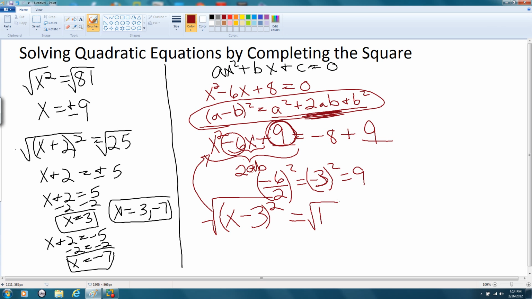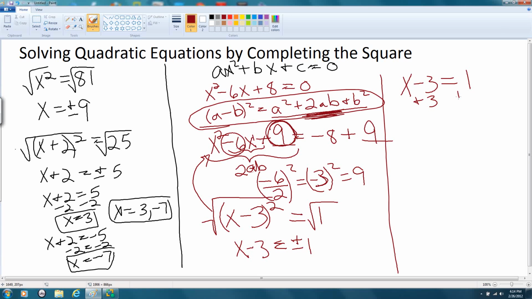Square root of this side is simply x minus 3. And the square root of 1 is equal to plus or minus 1. Now, I'm going to draw a line here and then do this here. So I got x minus 3 is equal to, let's do the plus 1 first. Add 3 to both sides. And I get x is equal to 4.